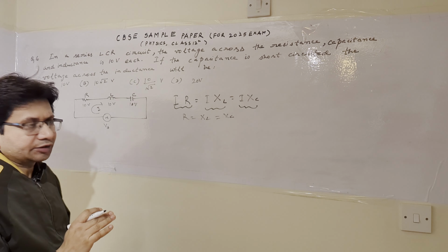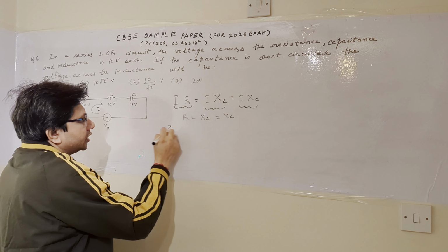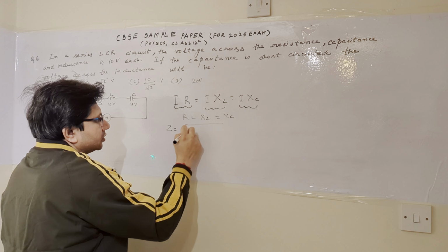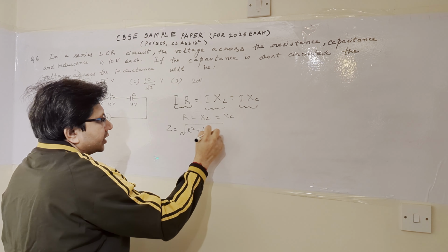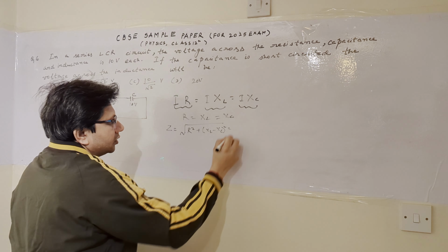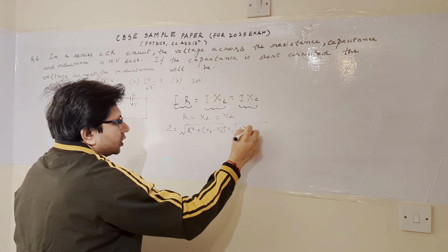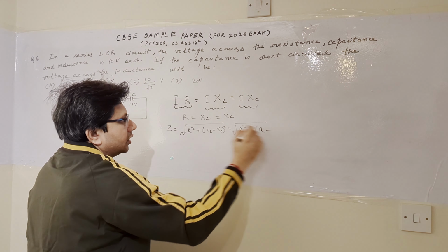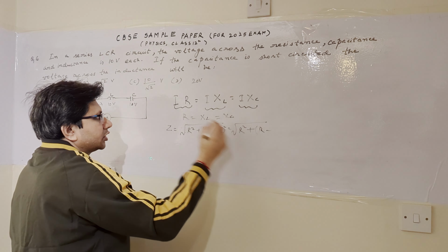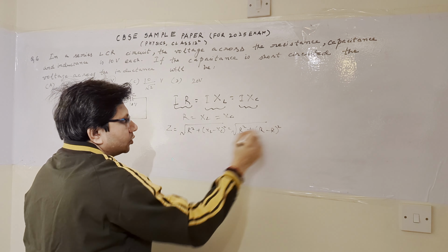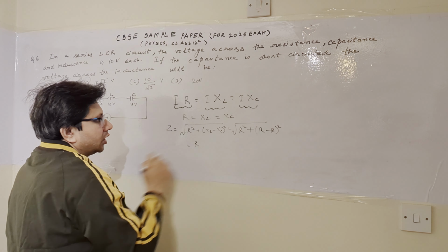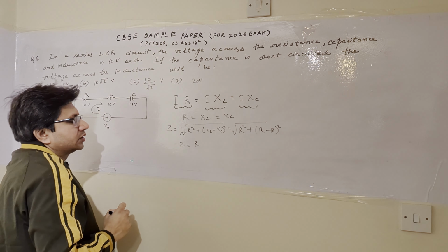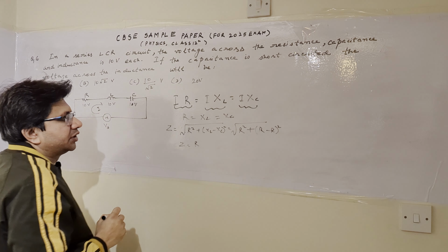This condition we get. Now the impedance is given by the formula square root of R square plus (XL minus XC) whole square, which is equal to square root of R square plus (R minus R) whole square, where in place of XL and XC we put R, which is equal to R. So we can say that the impedance in this case is R.